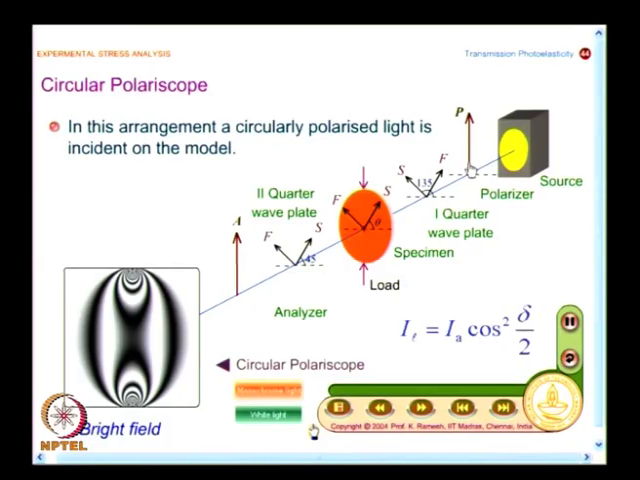From now onwards we will use only Jones calculus for all our development, but please do the analysis by trigonometric resolution for a circular polariscope. I have a polarizer, the first quarter wave plate, the model, the second quarter wave plate, and the analyzer.